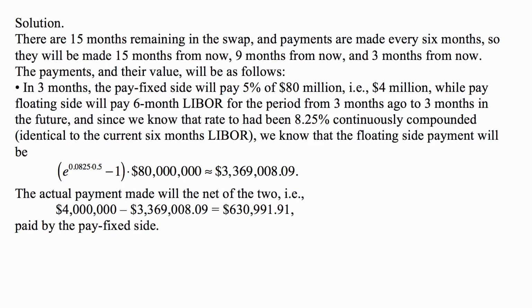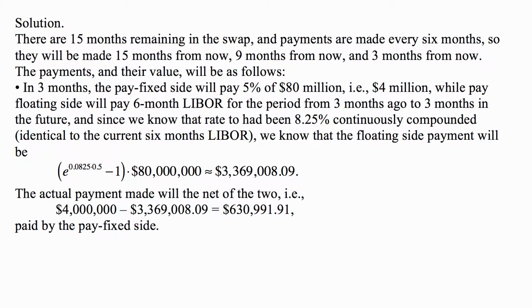Instead, you calculate what 1 plus I is, and 1 plus I is equal to e to the delta. Now, this is delta over half a year, so it's e to the delta times 0.5, but still, that delta, the force of interest, or continuously compounded rate, is 8.25%, so it's e to the 0.0825 times 1/2 minus 1, and of course that becomes the effective interest rate over that period, times $80 million notional principal, and that's $3,369,809.